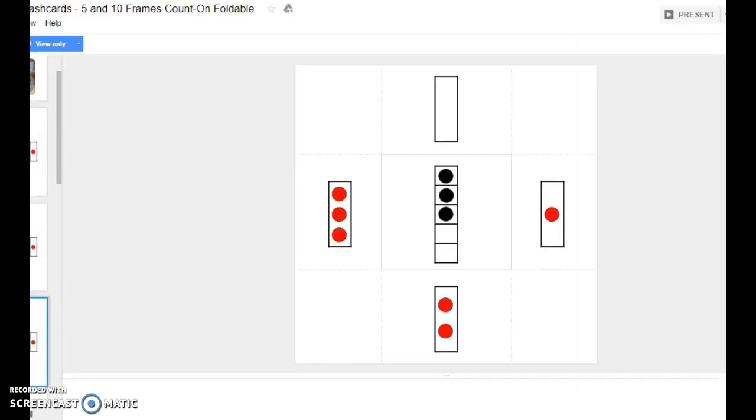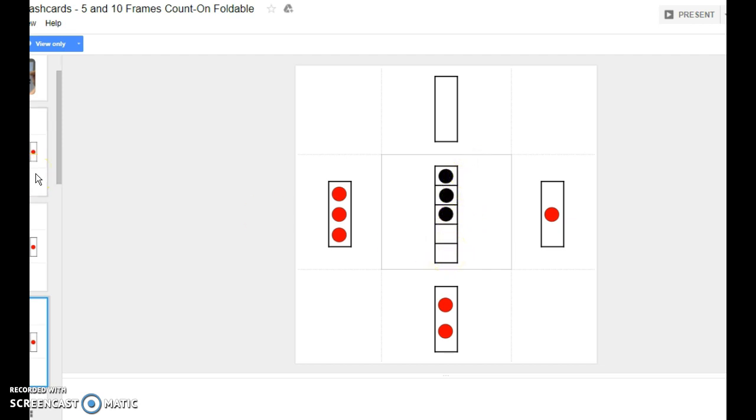Here's another example of some flashcards. And in this situation, again, they're using the 5 frame in the middle, and then they are adding whatever is on the outside. So we have 3, we add 1, 3 plus 1 quickly they know is 4. 3, add 2, 3 plus 2 is 5. 3, add 3 is 6. They would look at this and notice I have to fill in 2 more spaces here, and then it would start a new 5 frame, and that would be 6.